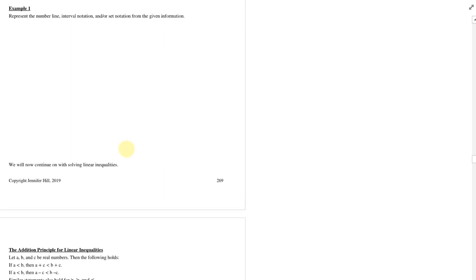So now what I want to do is I just want to give you 2 examples to do on your own. So why don't you do x is less than 4, and you can also do, how about 0 is less than or equal to x, which is less than or equal to 7. So I want you to represent those on a number line, interval notation, and or set notation, and then hit play when you're ready.